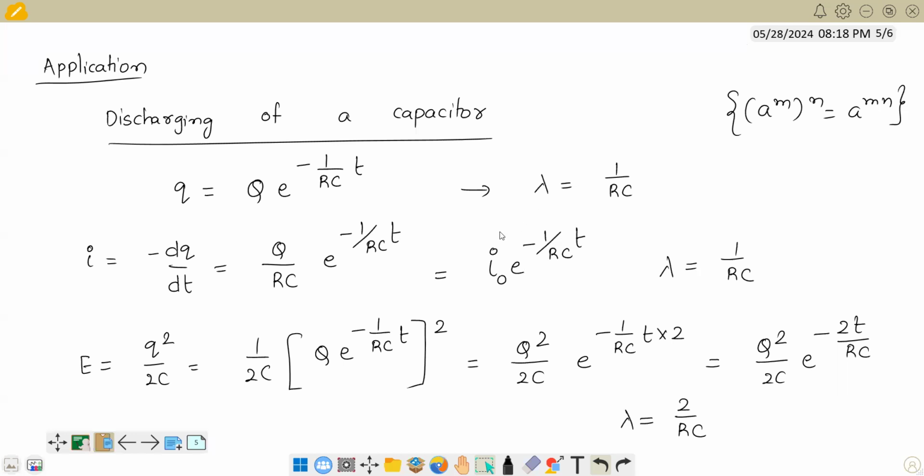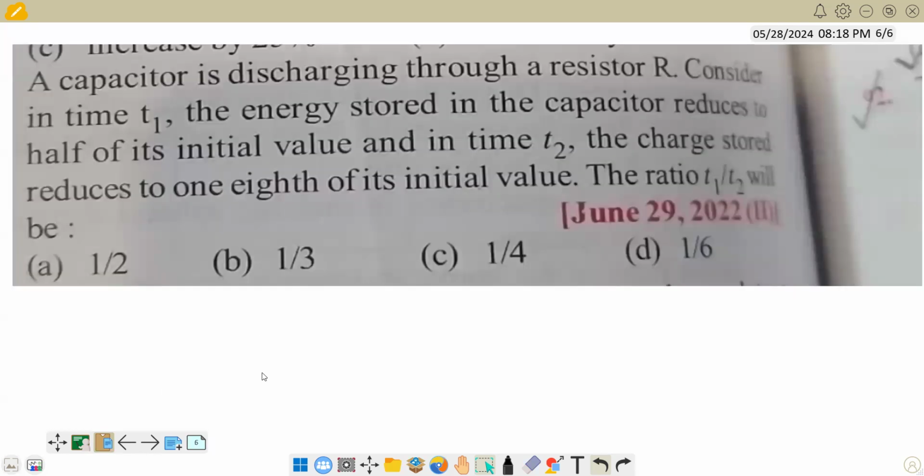I'll continue. Let us see an example where we can use this concept of half time to solve the problem. Let us see a JEE Mains question that was asked in capacitors. A capacitor is discharging through a resistor R. Consider in time t1, the energy stored in the capacitor reduces to half the initial value.